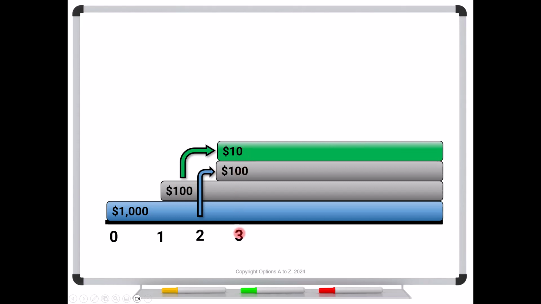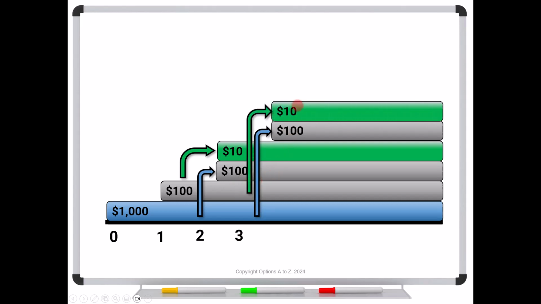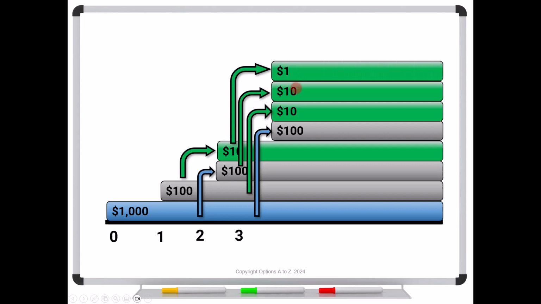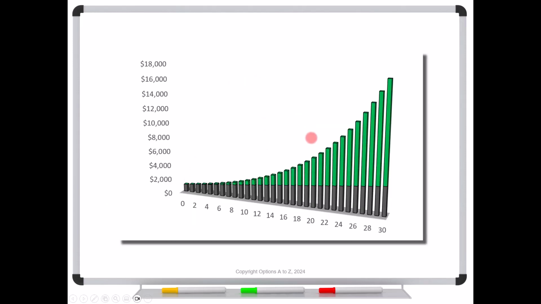In year 3, it's going to get even more complicated. The bank's going to pay you 10% on the initial 1,000 for another 100. It's going to pay you 10% on the 100 for another 10, another 10% on this 100 for another 10 bucks, and finally 10% on this 10 for 1. And there is the $121 that we saw before. That's where that's coming from in year 3. So you can see that this is going to get out of control very quickly. And this is what it's going to look like over time.